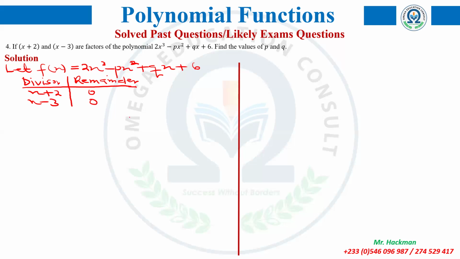So now what do we do? You use each divisor and its corresponding remainder, this information, to generate an equation each, and you solve, because you need 2 equations to solve for 2 unknowns, at least 2 equations. So now you write, if you take the first one here, f of negative 2 should be equal to 0. Do you agree?